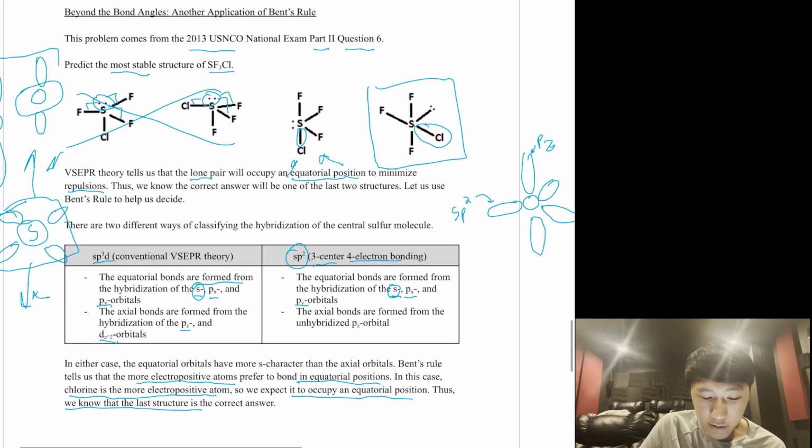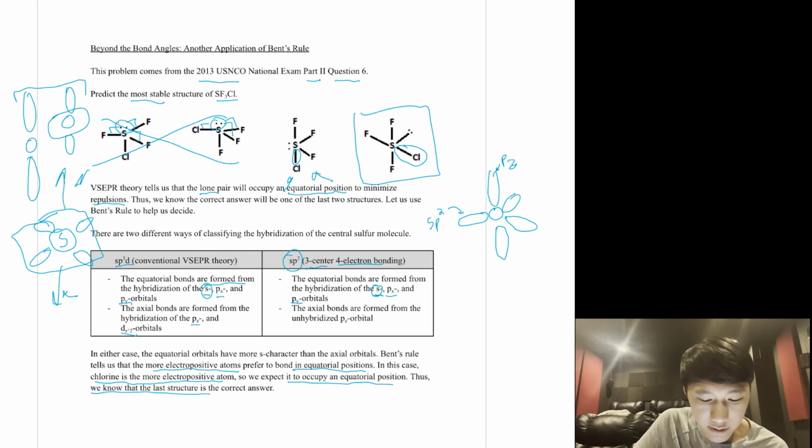So we figured out how to solve this problem from the 2013 USNCO National Exam. And that wraps up our lesson on Bent's rule.